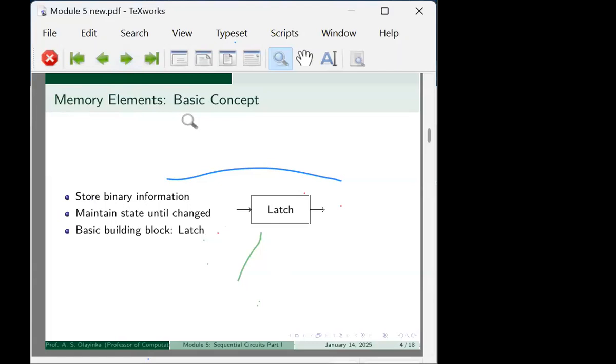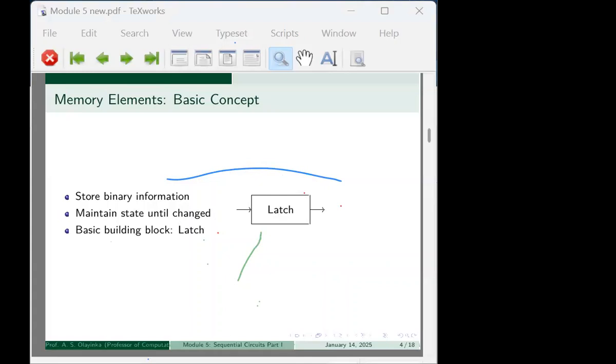Now let's look at the basic concepts of the basic memory element, like I explained briefly earlier. For the memory element, the first one I mentioned stores binary information. Next is that it maintains the state until it's changed. And then the basic building block is what? What is the basic building block? The basic building block there is a latch. Okay?